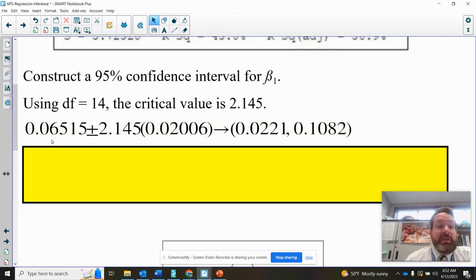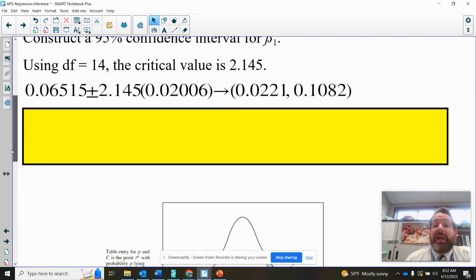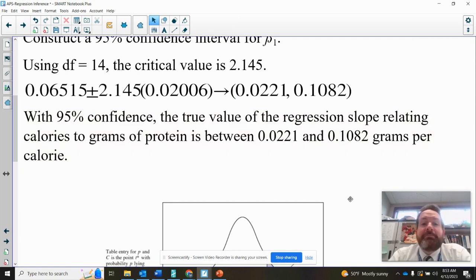Now it's a matter of plug and chug. So the sample slope, plus and minus, critical value, times standard error of the coefficient, and there you have the 95% confidence interval for the true slope of this regression line. Interpret with 95% confidence the true regression slope that relates calories as the explanatory to grams of protein as the response is between 0.02 and 0.11. So the interpretation is the same as it's always been.